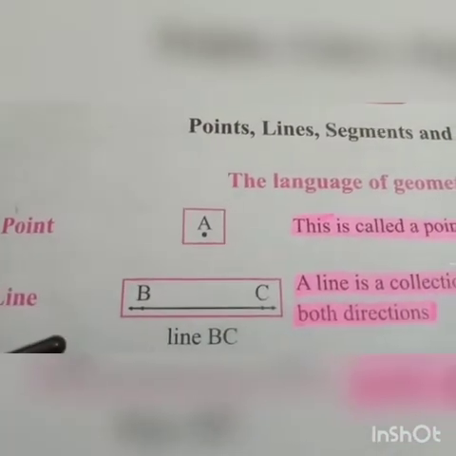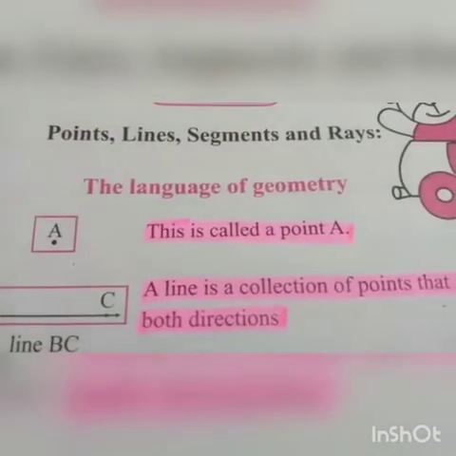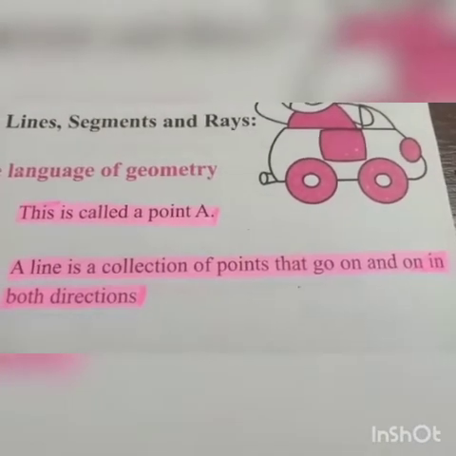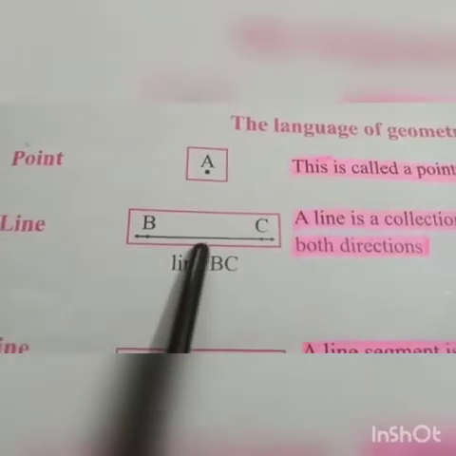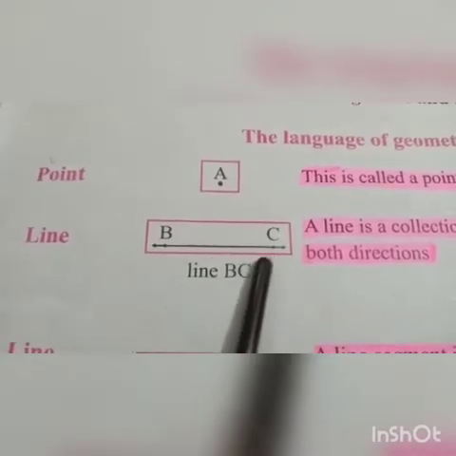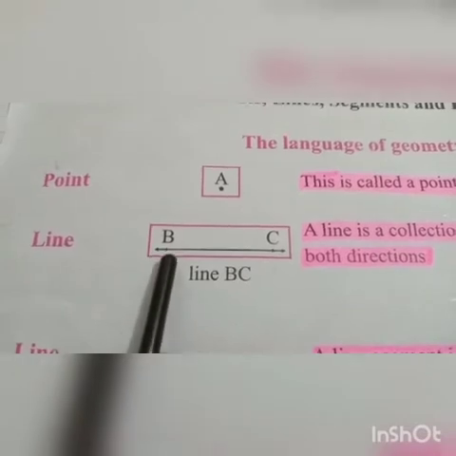Line. A line is a collection of points that go on and on in both directions. Here is the image of a line. You can see that this line points in both directions.